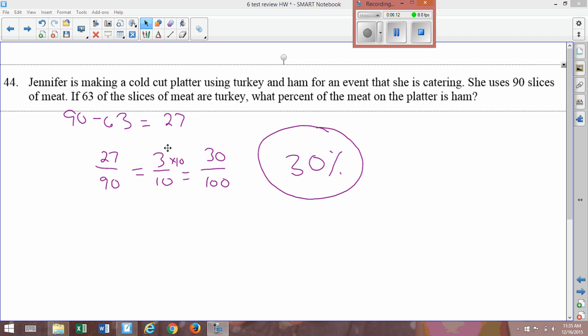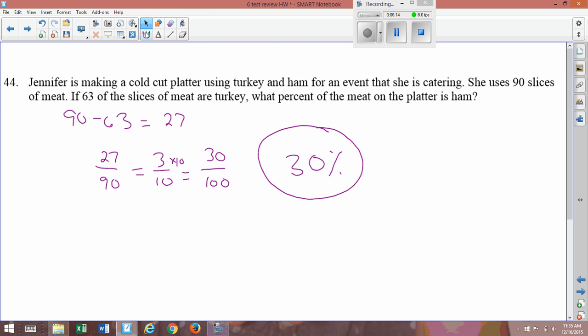Then you do part over whole. Part over whole equals 27/90ths. Then we reduce down. I reduced down to 3/10. You could have just done part over whole equals percent over 100, but it's easier for me to do 3/10 equals 30 over 100, which is 30%.